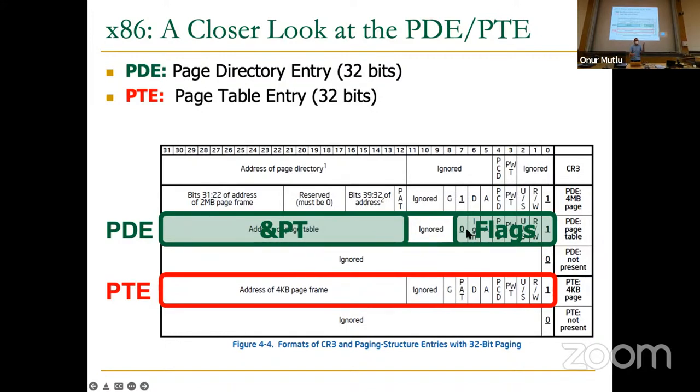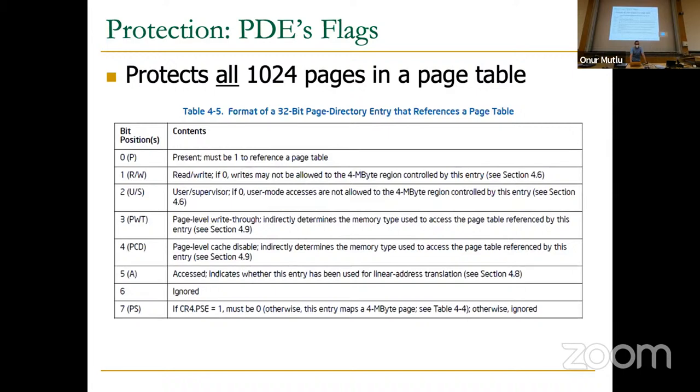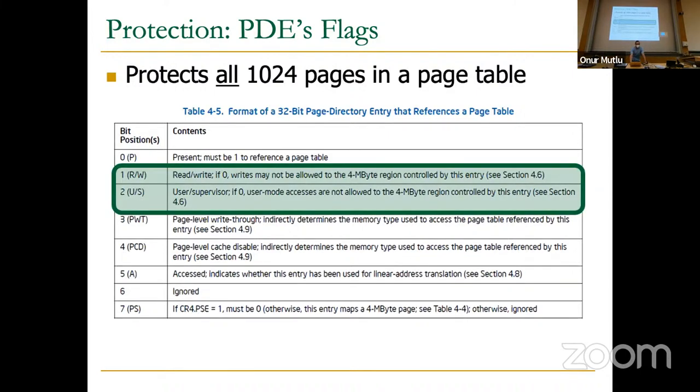So you have protection at two different granularities: 4 megabytes and 4 kilobytes, right? And these could be different potentially, right? Read, write, and user supervisor, as you can see over here. That's your real physical frame number, physical page number, and these are the flags. Okay, let's take a look at this. So PDE's flags protect all 1024 pages in a page table, and you can read this.